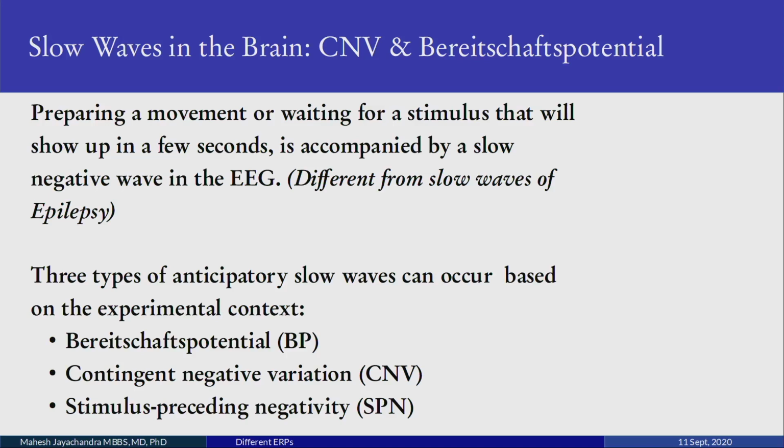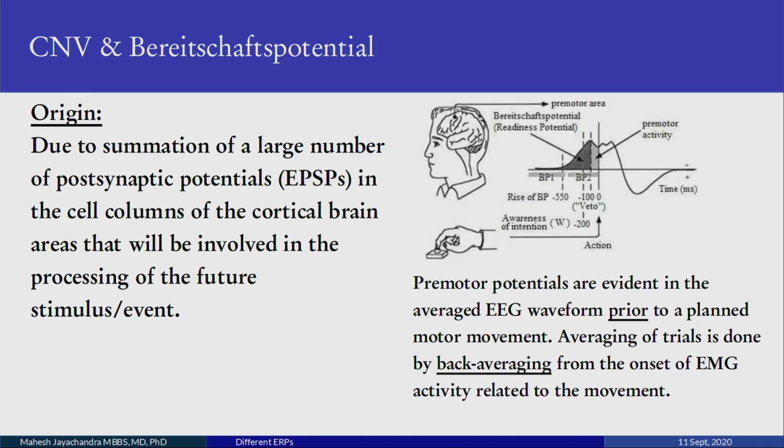Okay? So there are 3 types of anticipatory slow waves that occur based on the experimental context. One is the Bereitschaft potential or the readiness potential. The other one is the contingent negative variation, and there is a stimulus preceding negativity. We will focus on the BP and the CNV. So the Bereitschaft potential and the CNV are due to the summation of a large number of postsynaptic potentials, EPSPs, in the cell columns of the cortical brain areas that will be involved in the processing of future stimuli or events.